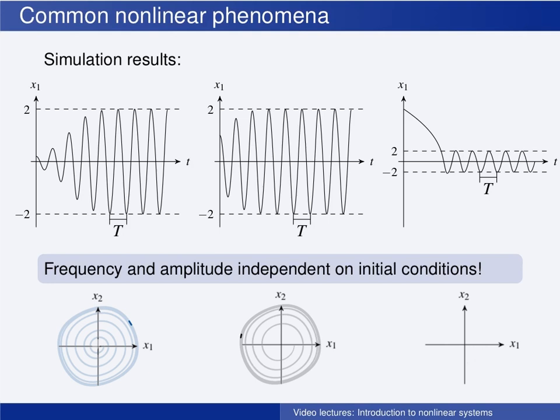And in the last simulation, the initial value is well outside the limit cycle and well outside my coordinate system. And then the value of x decreases until the system state reaches the limit cycle, and then it starts oscillating with the same amplitude and frequency as in the two previous simulations. So we see that we get the same frequency and amplitude independent of the initial conditions, and this is something that never occurs in linear systems.